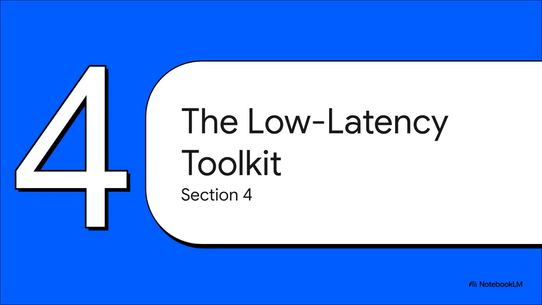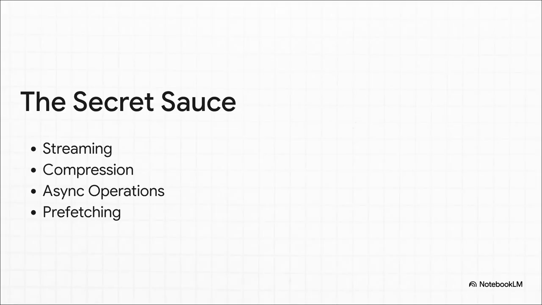Okay, so it can find data in a flash, and it stores it super efficiently. But that's just the start. The real performance, the secret sauce, comes from its special set of features. Let's call it the low latency toolkit. This is where the magic really happens. StreamDB's incredible speed comes from combining 4 powerful techniques. We've got streaming, compression, async operations, and prefetching. Let's break down what each one does.